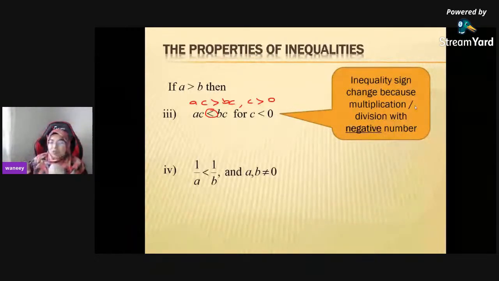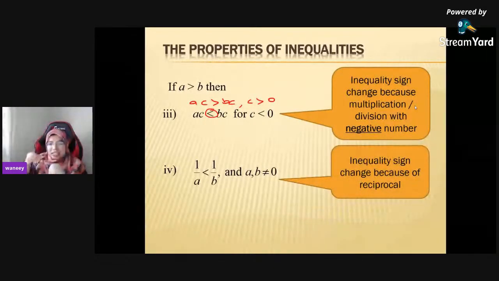Okay, so now another one. If let's say we are taking the reciprocal, so we started with A greater than B, and then we want to do 1 over B, 1 over A. What will happen is that we're going to flip our inequality sign. So the inequality sign changes because of the reciprocal. So if we do 1 over, do make sure to flip the inequality sign. Okay, so done with the properties.